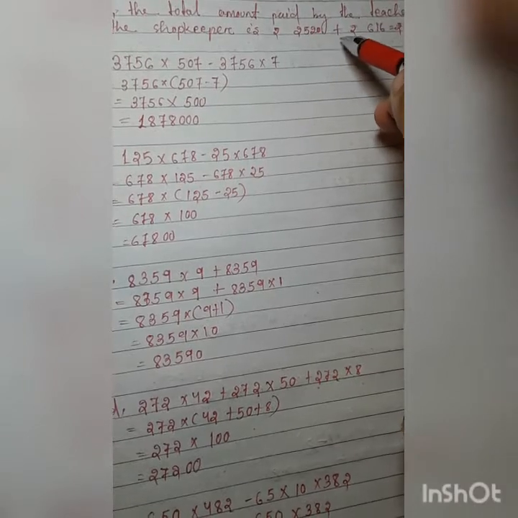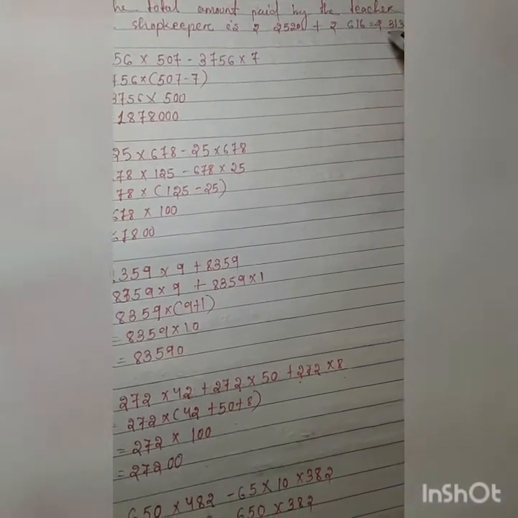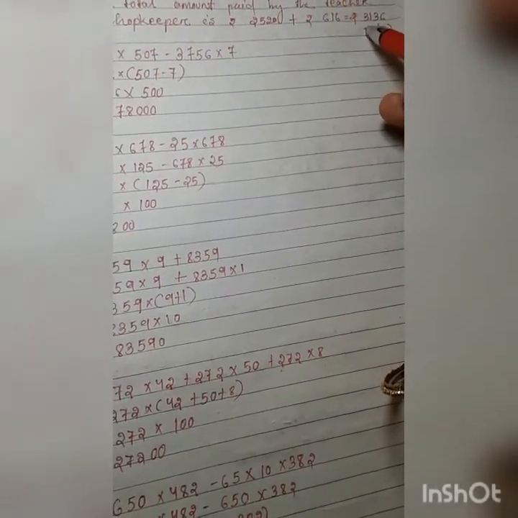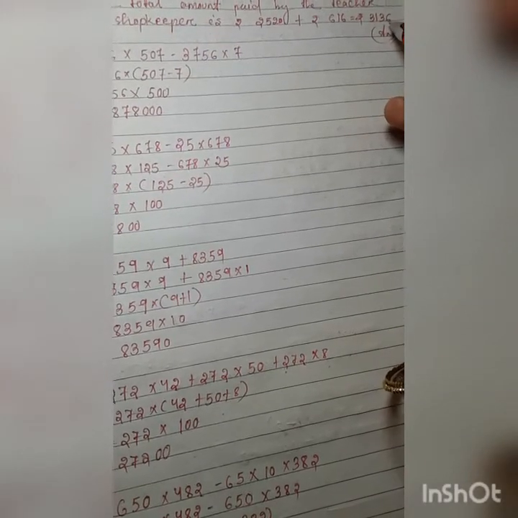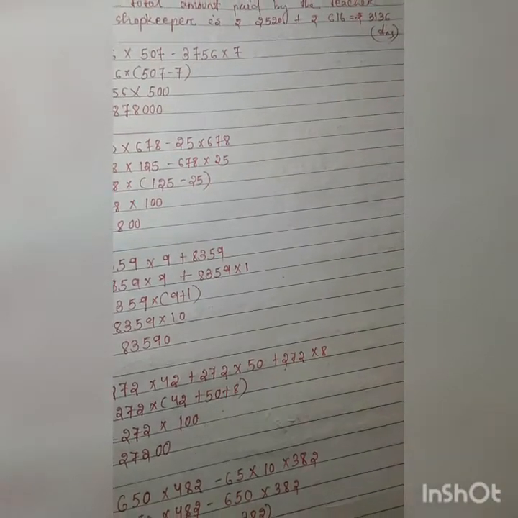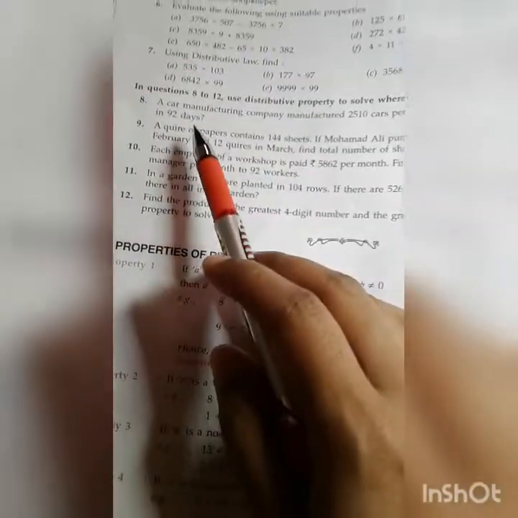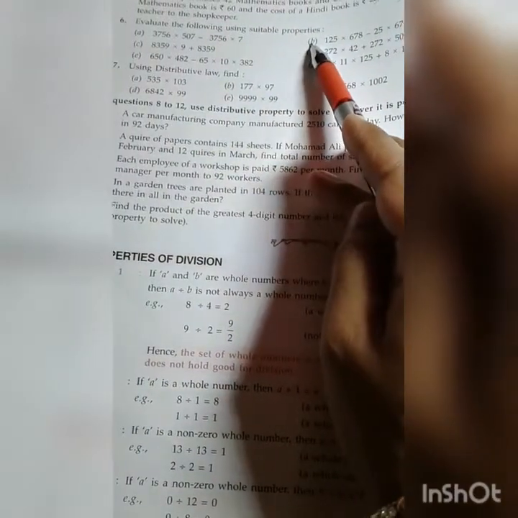2520 plus 616 equal to 3136. This is the answer. Then comes to 6 number. Evaluate the following using suitable properties.